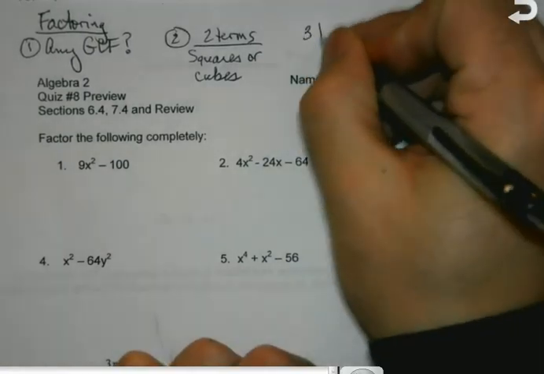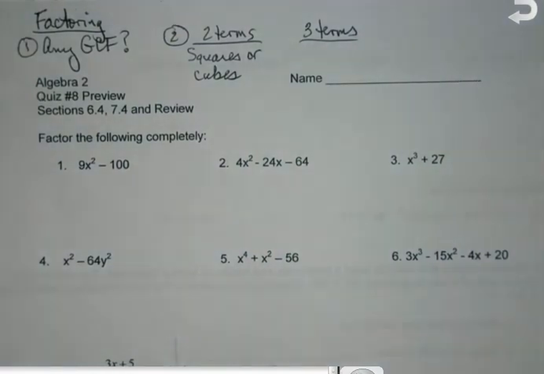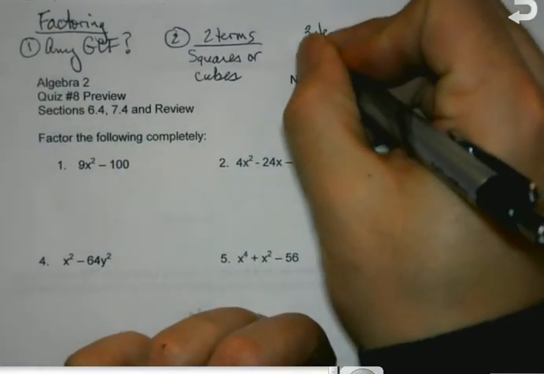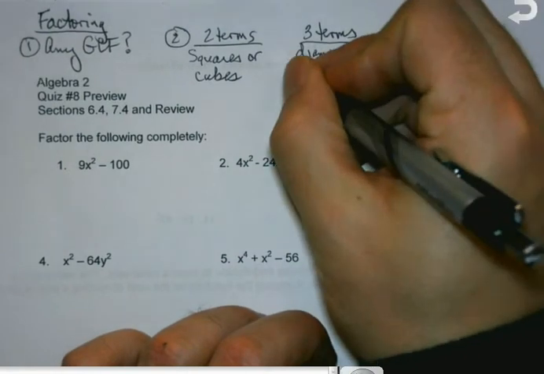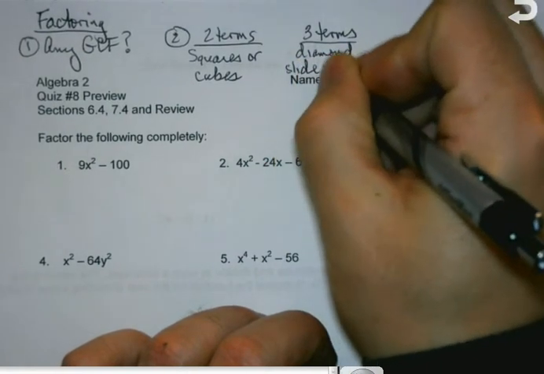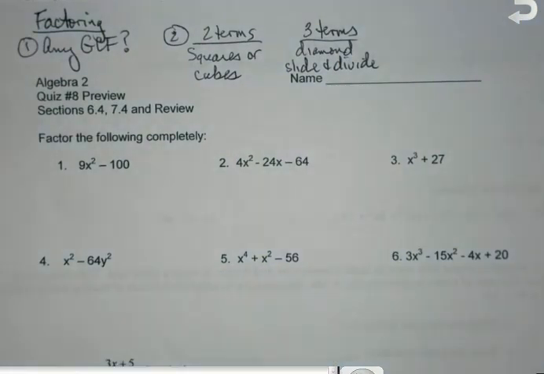If there's 3 terms, like number 2 and number 5, I'm either going to be looking at the diamond or maybe I'm going to be looking at slide and divide. Again, I can only do the diamond if that coefficient, that number in front of my x squared, is 1. Like number 5, I could do a diamond on. Number 2, we'll talk about that when we get there.